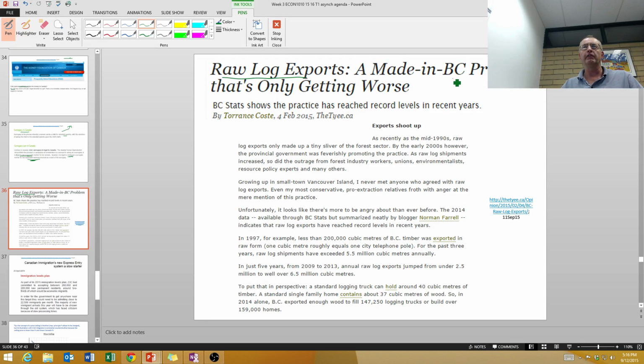But we can all kind of figure this out. If we actually process the logs at home, we could probably create more jobs in the domestic country. So there's been a demand for a ban on raw log exports from Canada and BC for quite a few years, but I have to admit I don't think the government's able to do it under the free trade agreement with the Americans. But anyways, it's something that sometimes we hear about potential bans in.